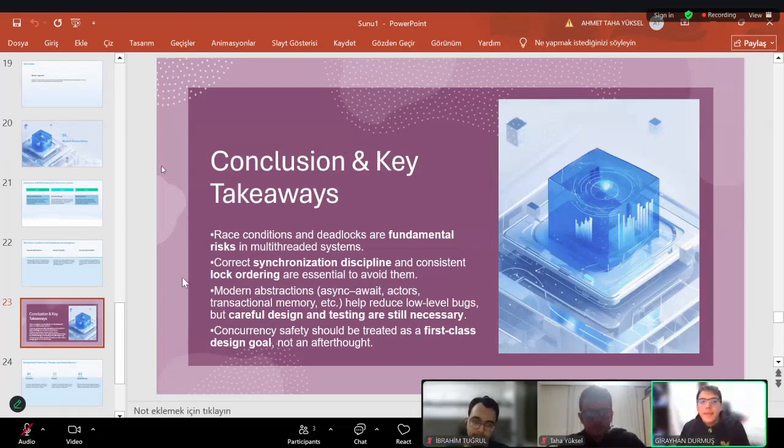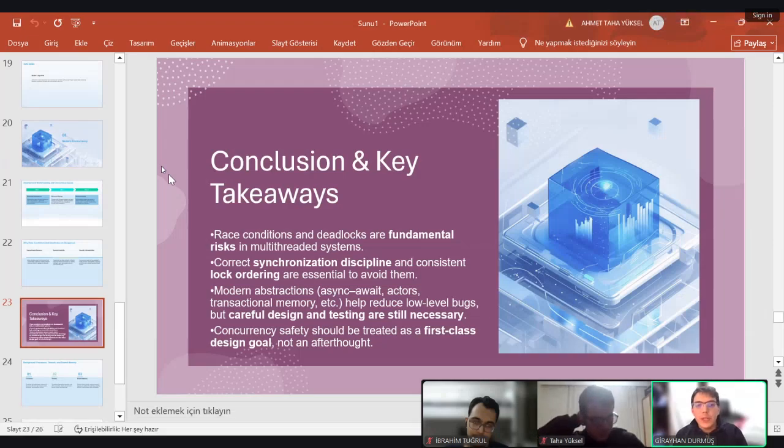Conclusion and key takeaways. Race conditions and deadlocks are fundamental risks in multi-threaded systems. Correct synchronization discipline and consistent lock ordering are essential to avoid them. Modern abstractions help reduce low-level bugs, but careful design and testing are still necessary. Concurrency safety should be treated as a first-class design goal, not an afterthought.